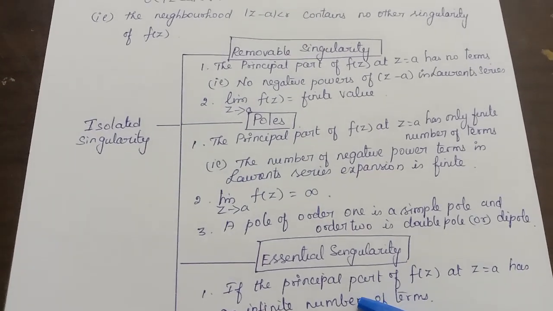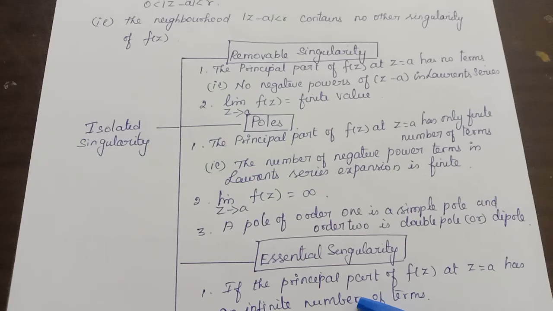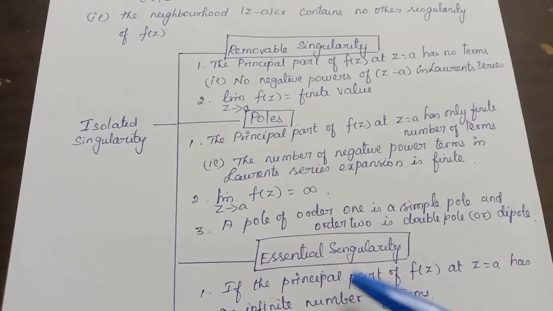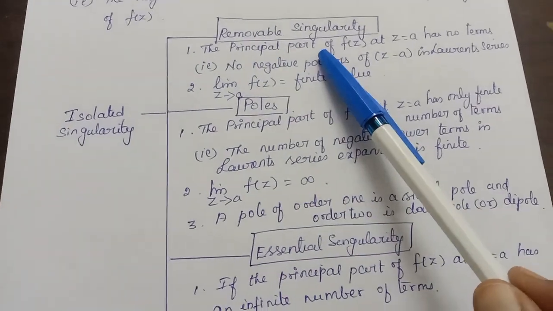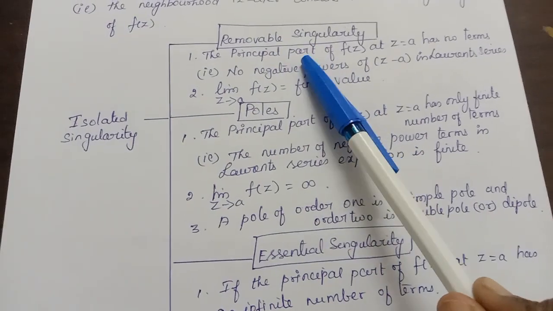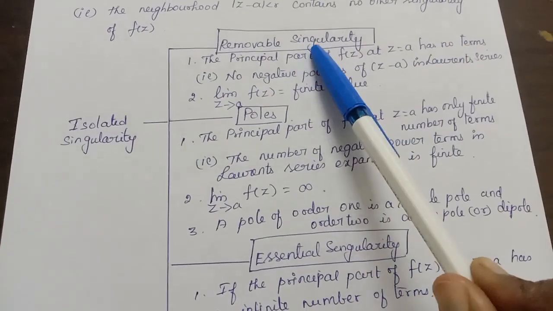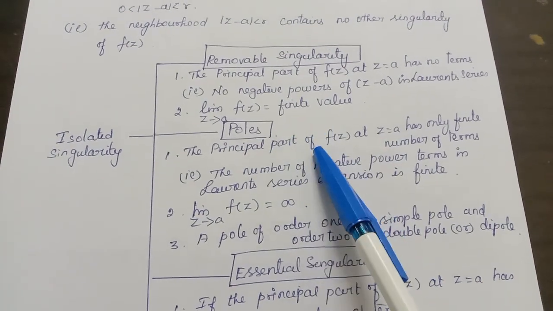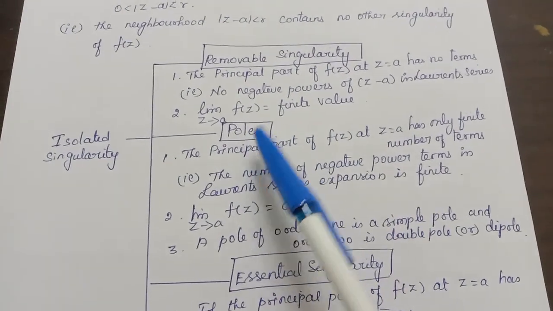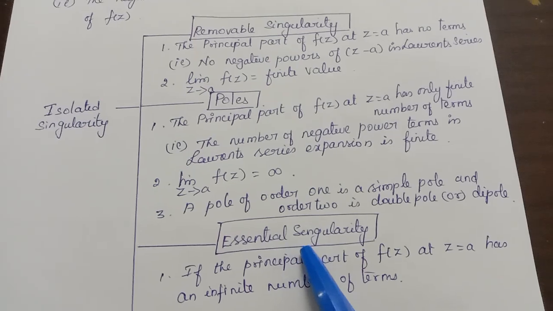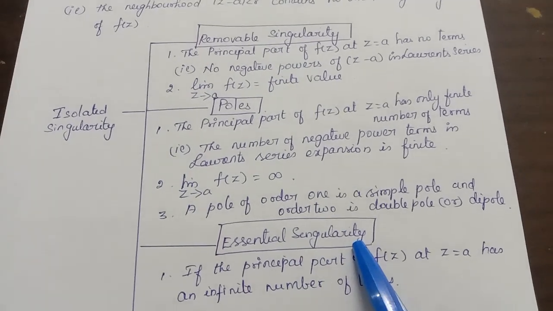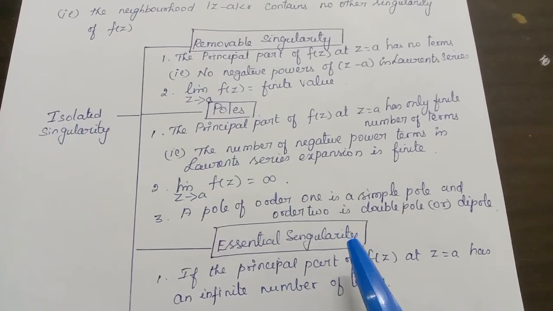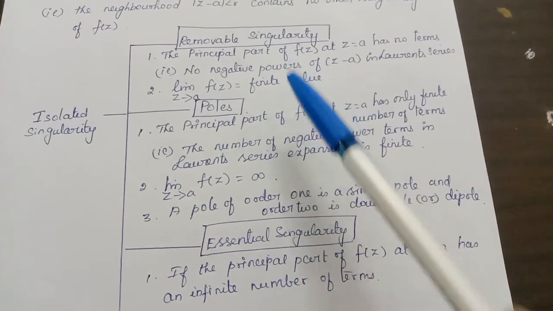So the part of the Laurent series which contains negative powers is called the principal part. If that principal part contains no terms, it is called removable singularity. If that principal part contains only a finite number of terms, it is called a pole. If it contains an infinite number of terms, it is called essential singularity. Okay, this is the definition for these types.